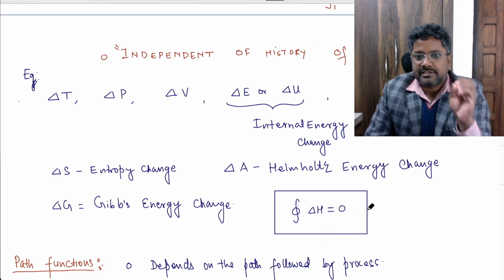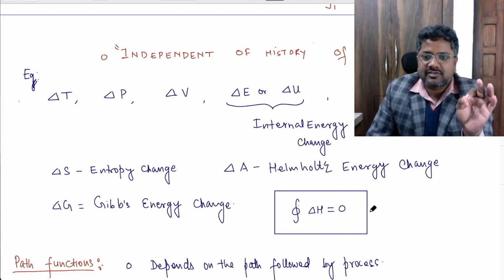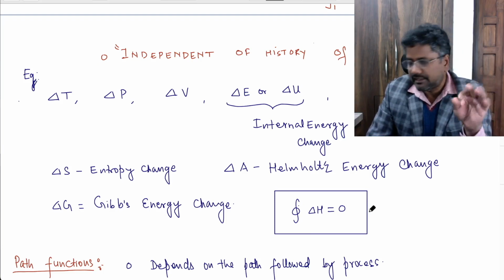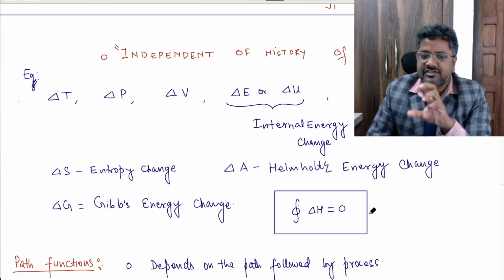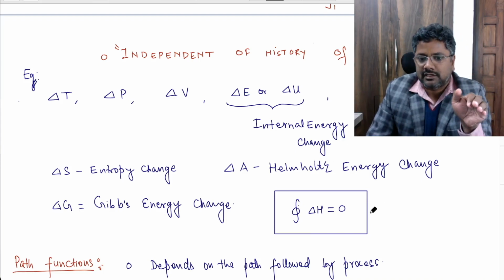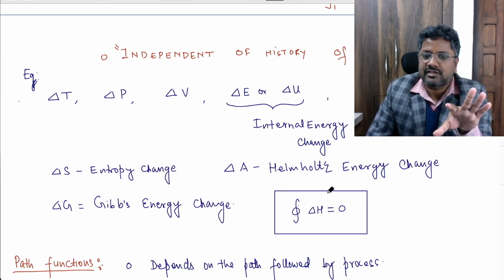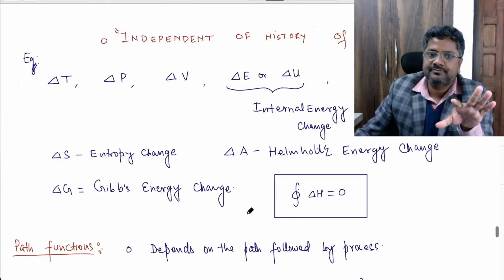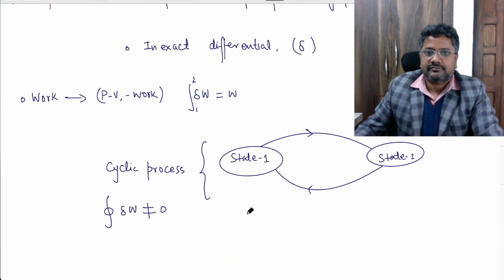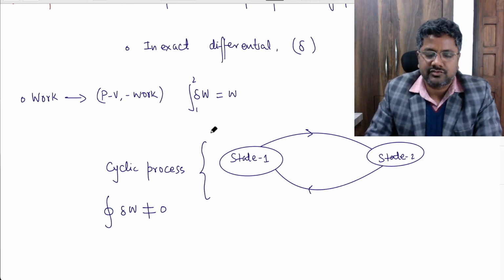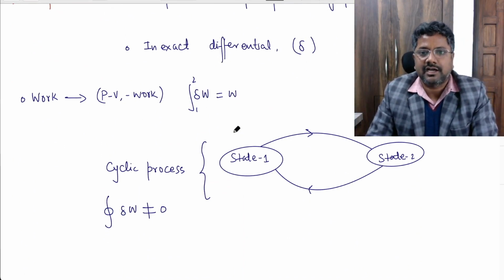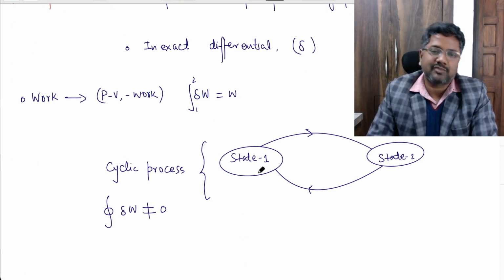For a state function, if you start from some point and move through certain changes to get another state, and again you restore the initial state, then delta H, the change in the state function, becomes 0, right? But here this is not equal to 0. So work is a path function. It depends on the path followed by the process.